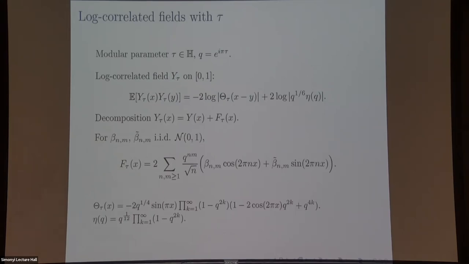One way to remember what this Y tau field looks like is that it has a decomposition: Y tau equals Y plus a smooth Gaussian field. For most practical purposes, the smoothness of the F field comes in very handy. These are the objects that I needed. Y and F tau are independent. So that's another reason why handling F tau is very easy.